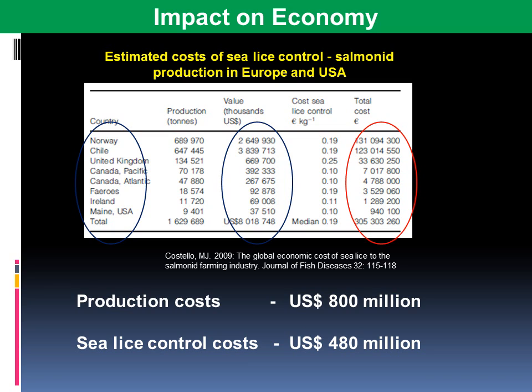So this slide shows the impact on economy, that is the estimated cost of sea lice control in salmonid production in Europe and USA. This analysis assumed that sea lice control costs increased in proportion to production. You can see the production cost, which was 800 million US dollars, but the sea lice control cost 480 million US dollars.